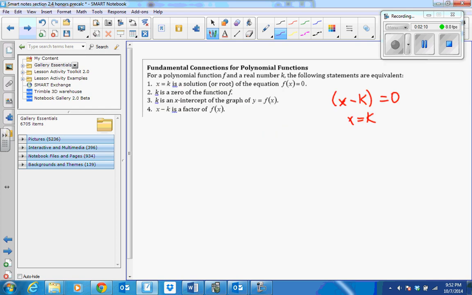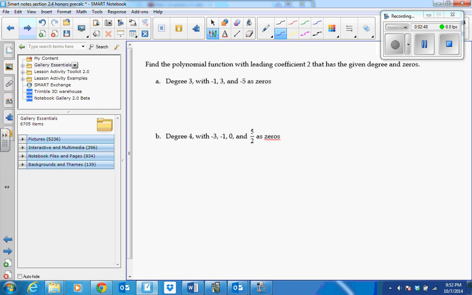So the fundamental connections for polynomial functions. For a polynomial function f and a real number k, the following statements are equivalent. X equals k is a solution or root of the equation f of x equals 0. And if k is a solution or root, then k is also considered to be a 0 of the function. And these are the 4 terms we've talked about for roots. And if k is a solution and a root and a 0, k is an x-intercept of the graph of y equals f of x.